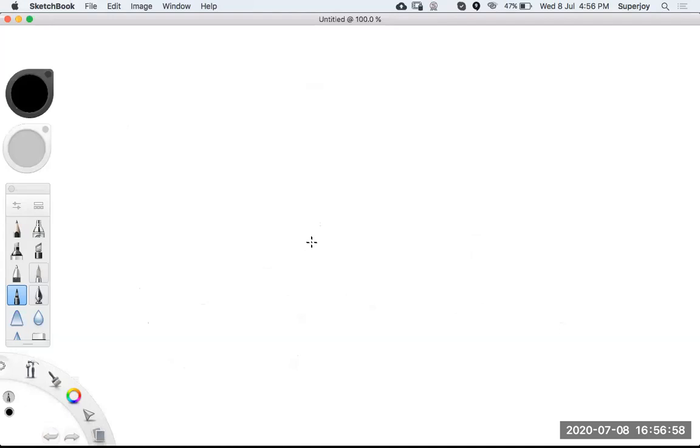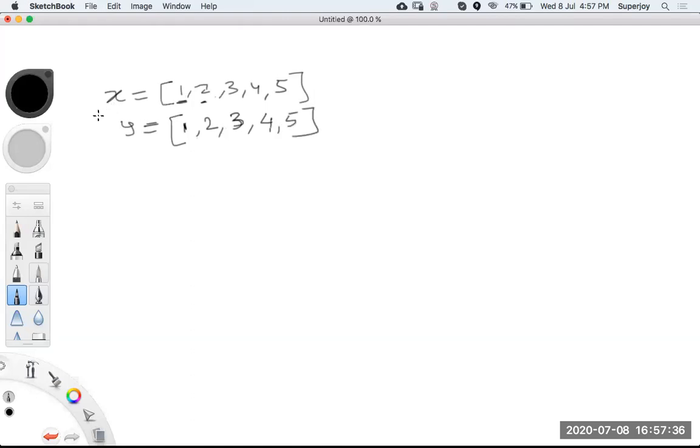See this, guys. Let's say on the screen I have a couple of values for x: 1, 2, 3, 4, and 5. And similarly, I have a couple of values in y. When x is 1, y is 1. When x is 2, y is 2. When x is 3, y is also 3. When x is 4, y is 4. And when x is 5, y is also 5. So that is x, our feature, and this is our label, y.